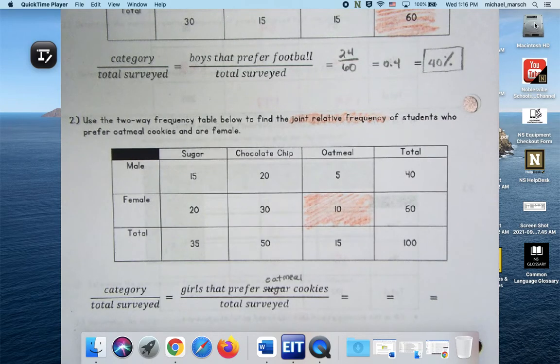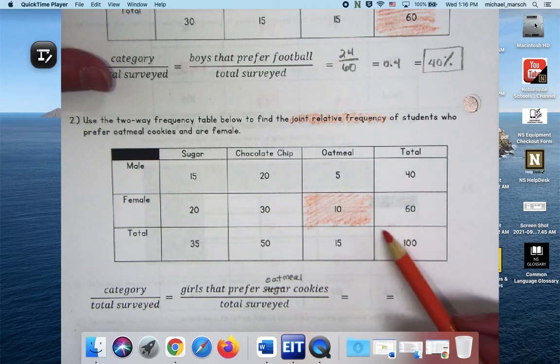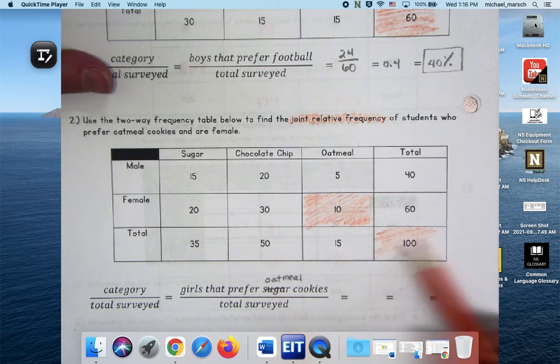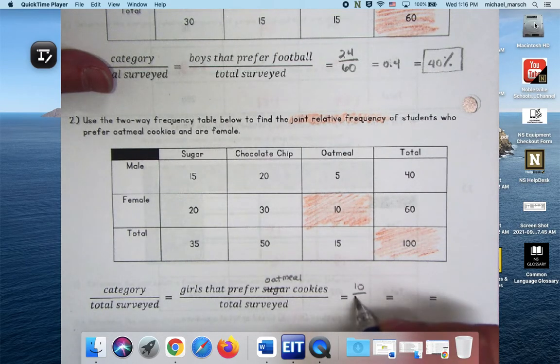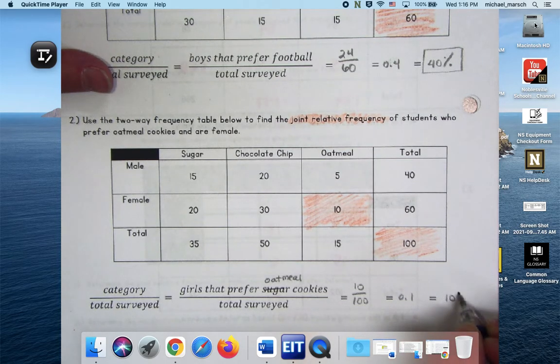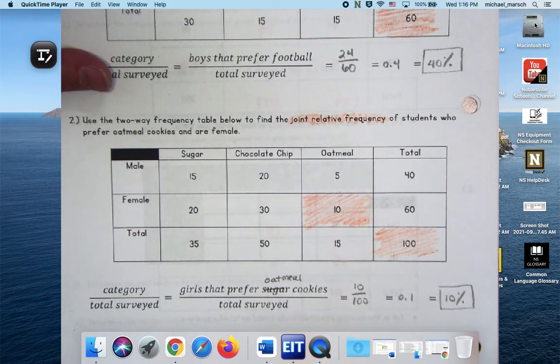Sure. You're welcome. And then how many total students were surveyed about their cookie preference? 100. So that would be 10 out of 100, 0.1, 10%.